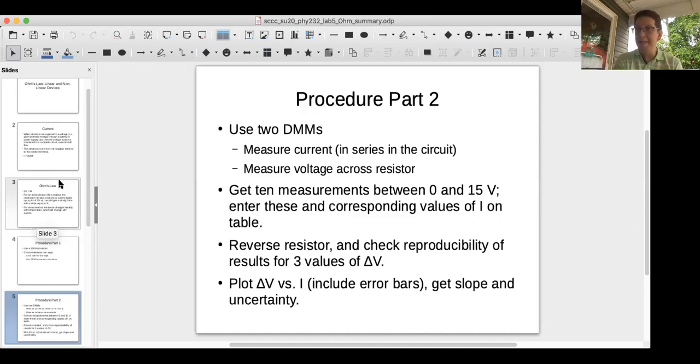You're going to plot delta V versus I, and include error bars. What's your uncertainty in your current measurements? What's your uncertainty in your voltage measurements? Include those. You can do that using Excel. Calculate the slope and the uncertainty of the slope, which is also something you can do in Excel. I have those instructions posted on Blackboard. Then you'll see if your slope agrees with the measured value of the resistance within your uncertainties.